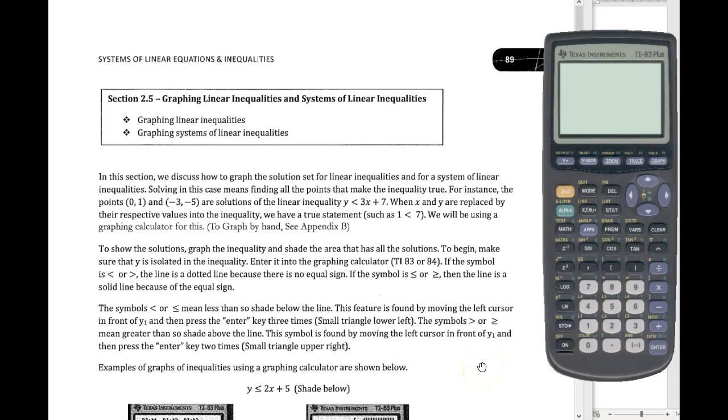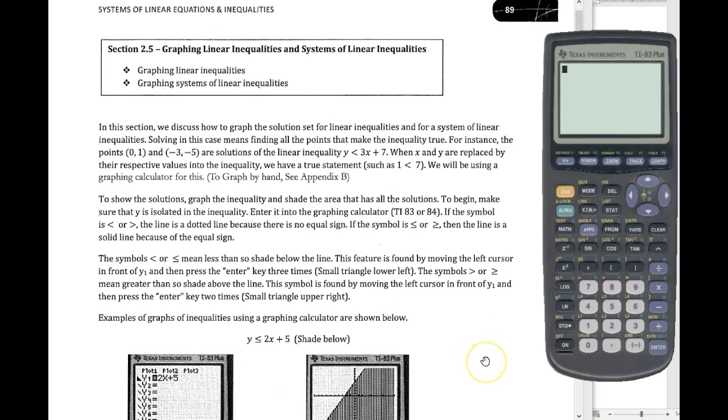In this video, we're going to focus on section 2.5, which covers graphing linear inequalities and systems of linear inequalities. This starts on page 89. The beginning of the section talks about what a solution to a linear inequality means, and basically that means you're finding all of the points that make the inequality true.